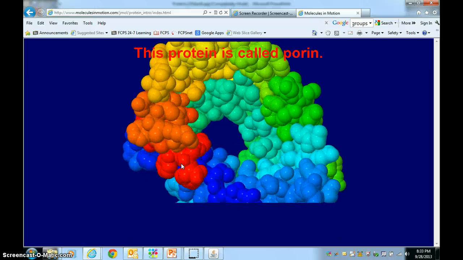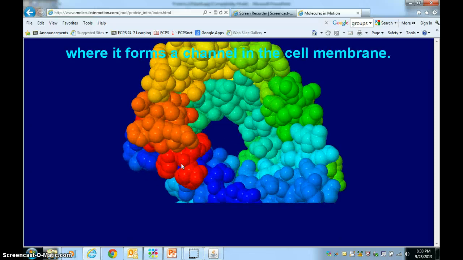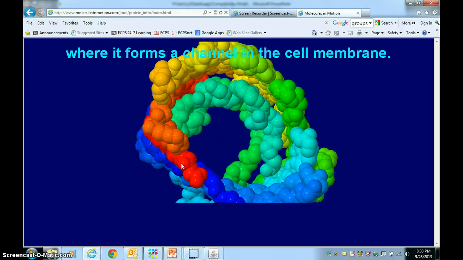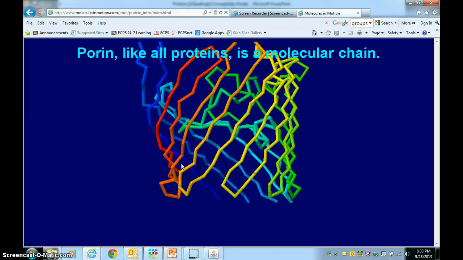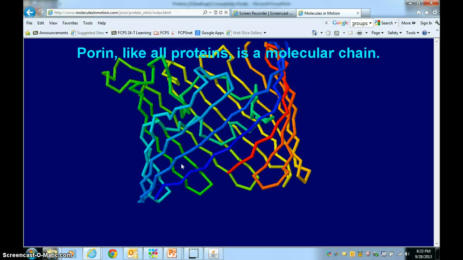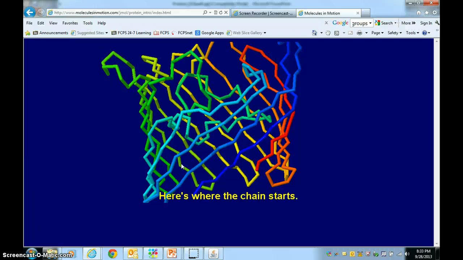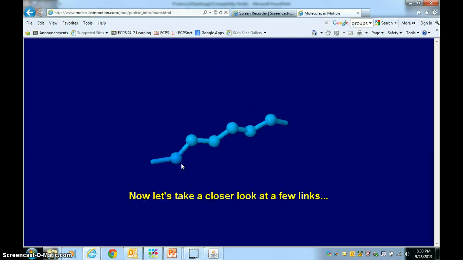Here's another example. This protein is called porin, and notice it looks like a channel, and again functions like a channel due to its structure and shape. And if you look at the molecular chains, it's composed of chains, and you can see where it starts, and it's got a lot of kinks, and each kink represents a chain.